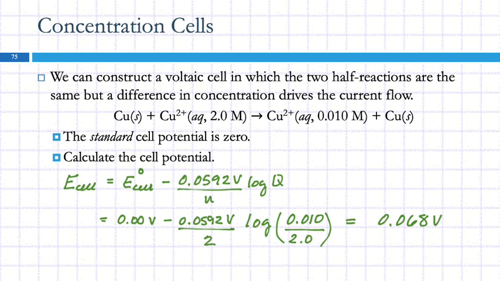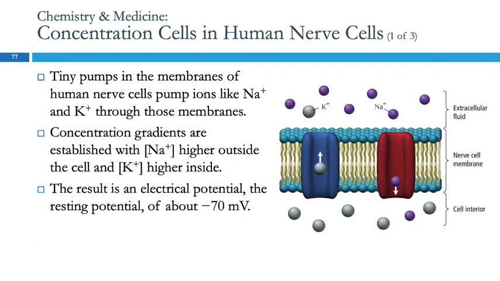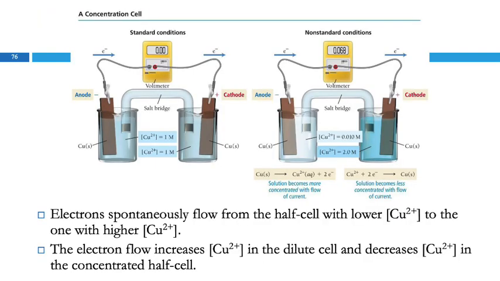And so we get 0.068 volts. Forgot to unpause it. Oh well, there's the slide, sorry. So here's a picture of that. Here's the concentration cell with standard conditions. So we've got 1 molar copper ion on both sides.